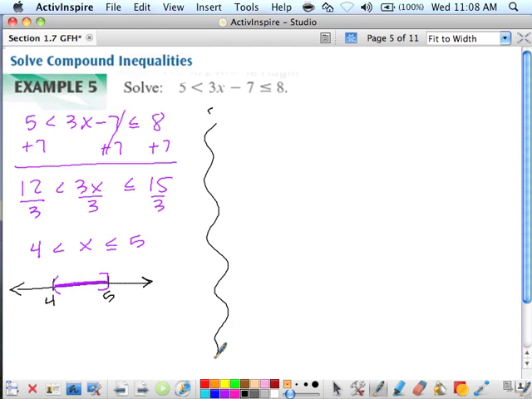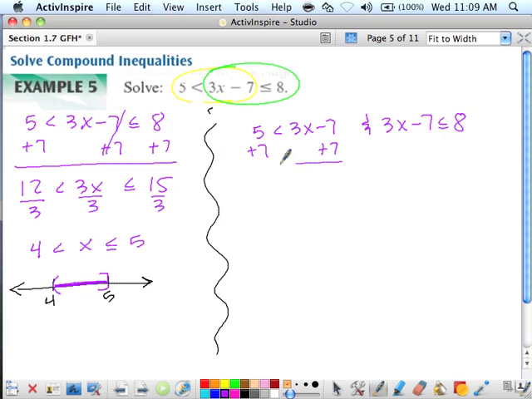Now what we can do, just to solve it a different way, is take this piece of it and write that down. So we have 5 is less than 3x minus 7. And we can take this piece of it and write that down. 3x minus 7 is less than or equal to 8. And we can solve them both. So for the left side, you want to add 7 and divide by 3? Yeah. So we'll add 7. Divide by 3.